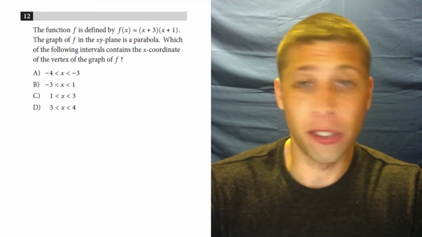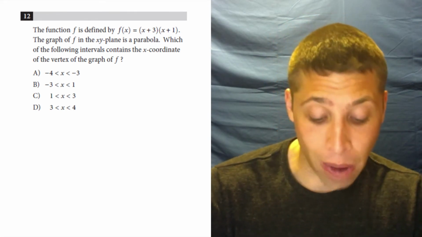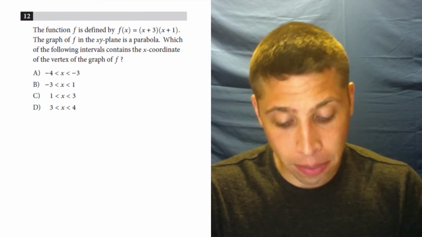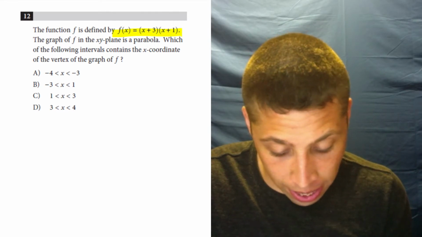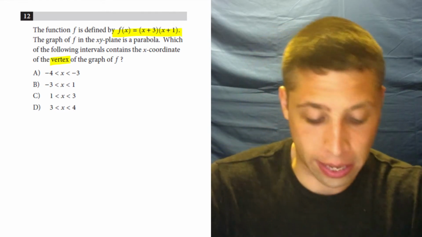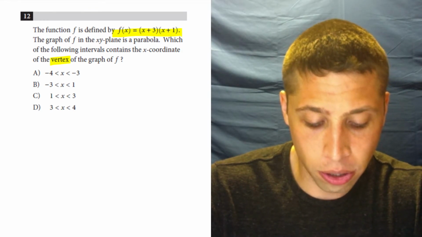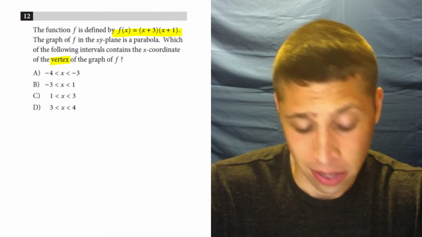This question is all about vocab. You need to know the vocabulary words associated with quadratics, which is what this is. It's a parabola. But the things that matter are the equation and the idea of a vertex. Those two things matter.